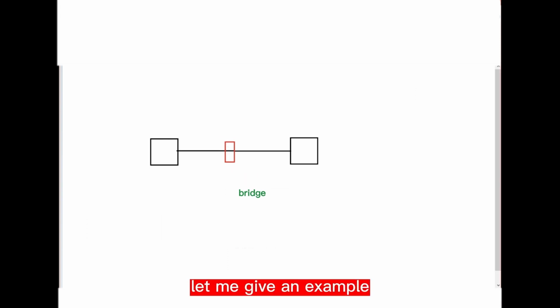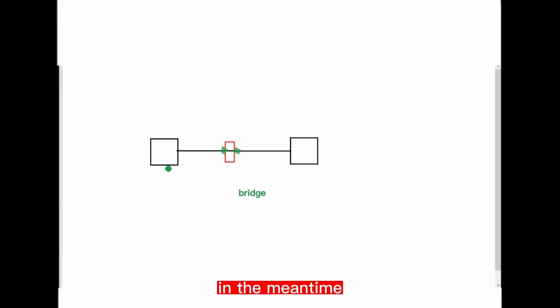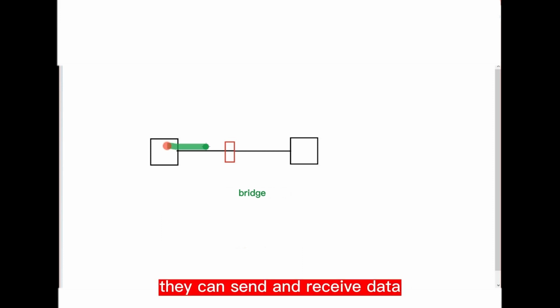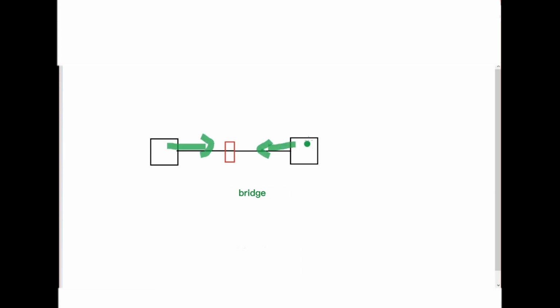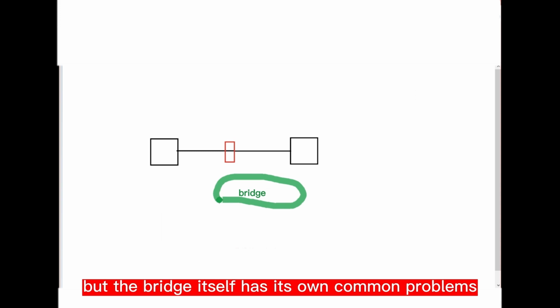Let me give an example to explain the differences between bridge-based networking and hubs. For example, these two are bridge interfaces. In the meantime, they can send and receive data with no interference between the two. We can do this kind of work through the bridge. But the bridge itself has its own common problems.